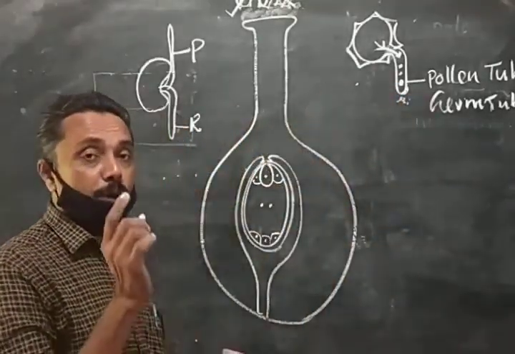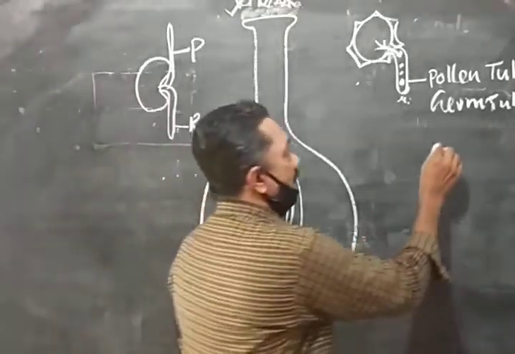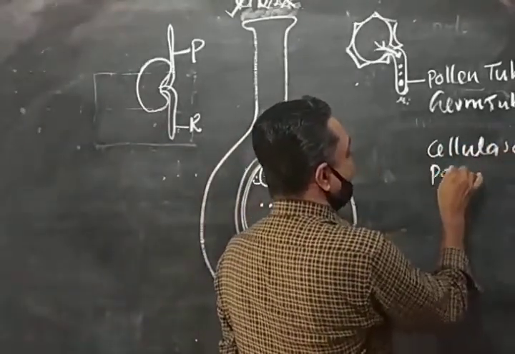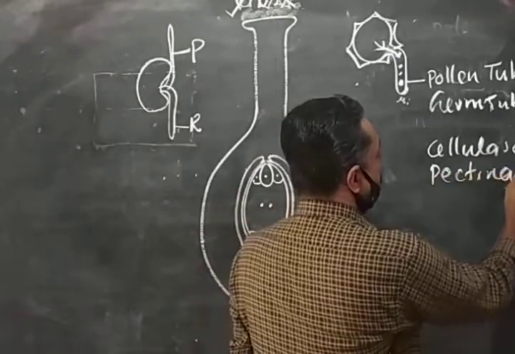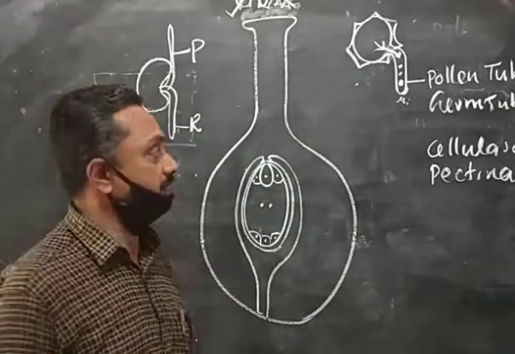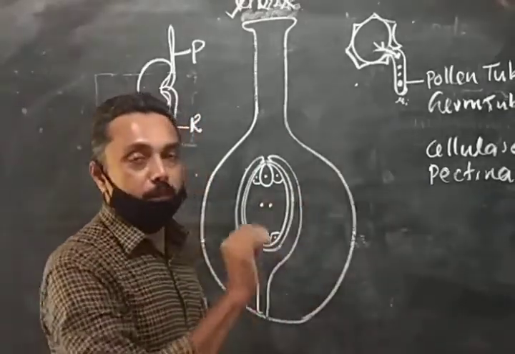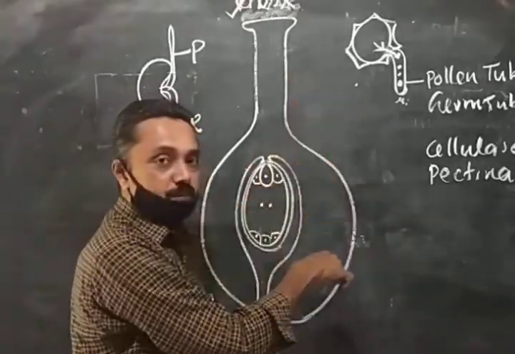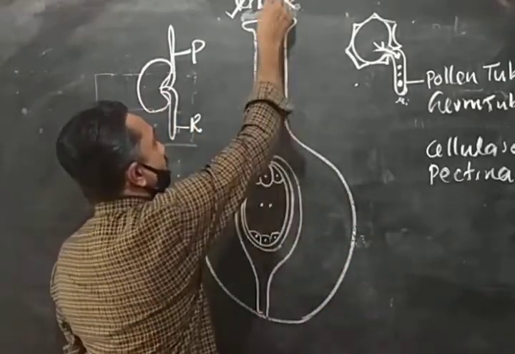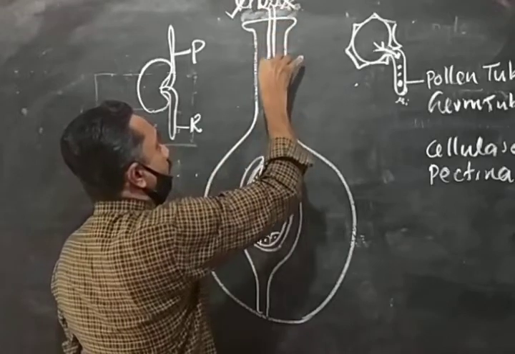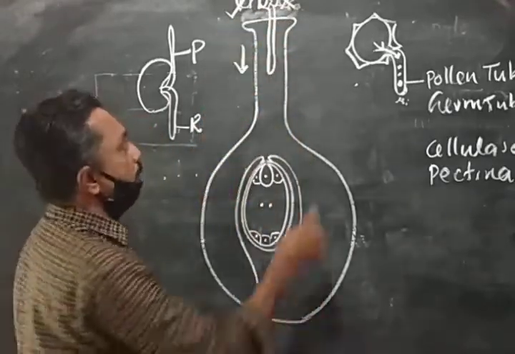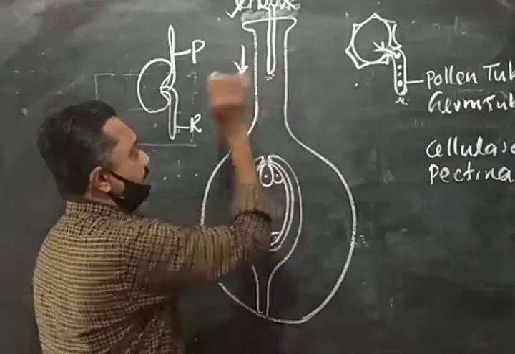The tip of the pollen tube produces digestive enzymes like cellulase and pectinase. These enzymes are produced by the tip of the pollen tube, and the pollen tube grows downwards into the style, to grow downwards through the style. The tip of the pollen tube secretes enzymes.